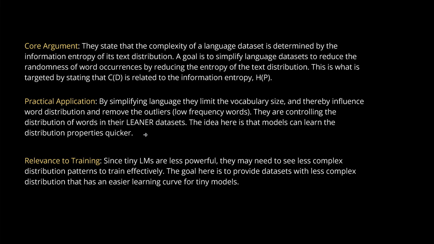Now for the training. They argue since the tiny LLMs are less powerful, absolutely, they may need to see less complex distribution patterns in the training data itself in order to train effectively. And again, I would say, yes, this is also what I would assume. So the goal was here to provide datasets with less complex distribution. I'm going to show you in a minute how we built this dataset. And I think it makes sense now.